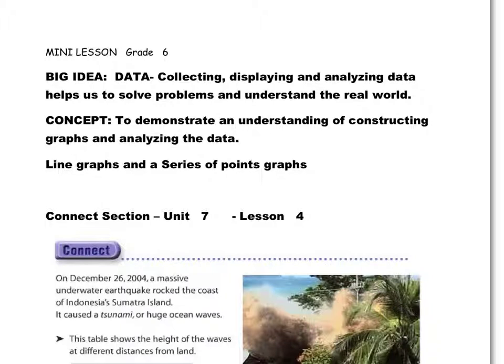Right, our big idea for data continues to be that collecting, displaying, and analyzing data helps us to solve problems and to understand the real world. Our concept today is to demonstrate an understanding of constructing graphs and analyzing data. Specifically today we're going to talk about line graphs and series of points graphs.